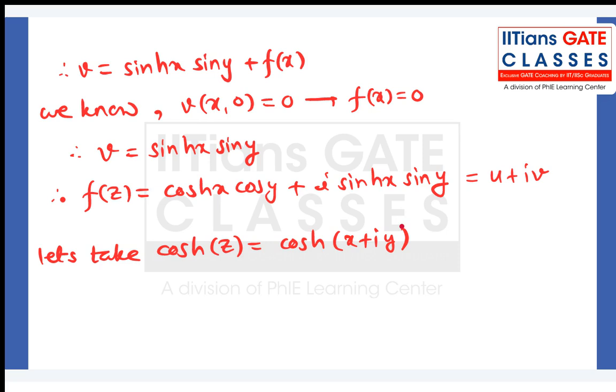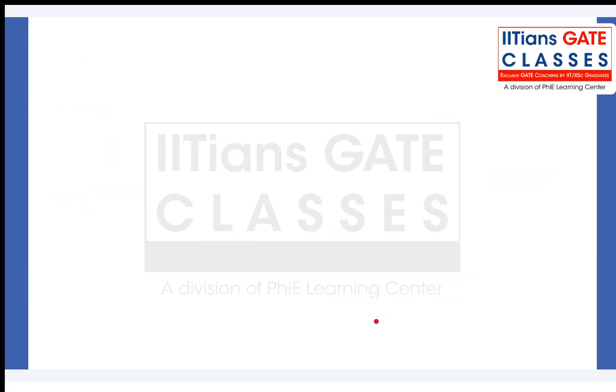Nonetheless, here you can do certain tricks. Again, we know the formula for hyperbolic functions: it is e power x plus e power minus x by 2. So here x is nothing but x plus iy. Now you just expand this.